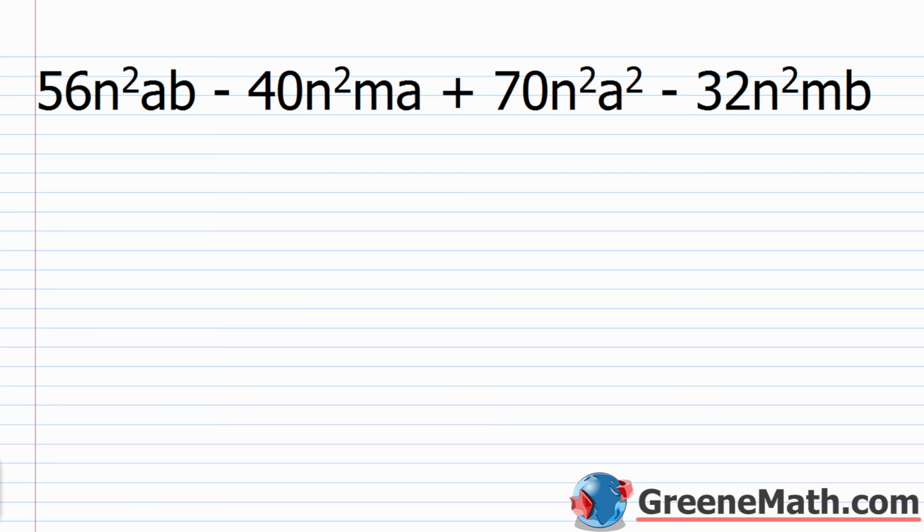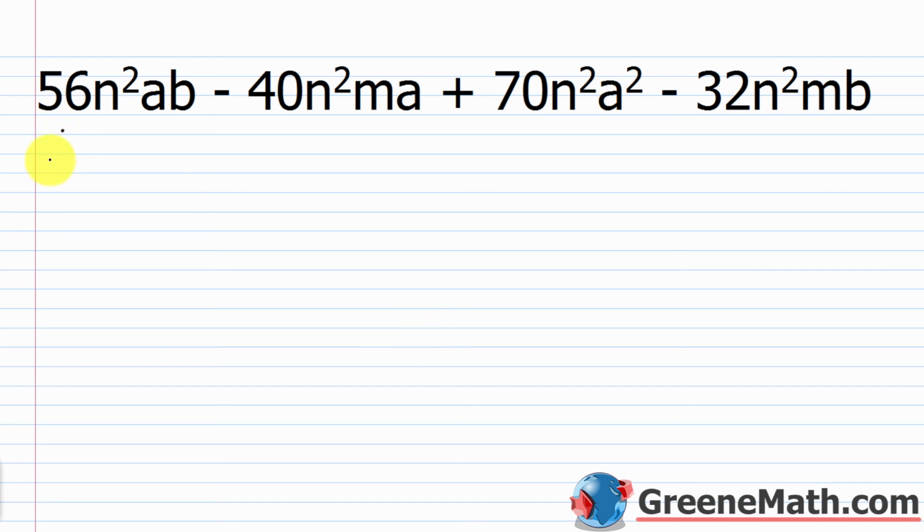So let's just look at one more, and we're just going to wrap this lesson up. So we have 56n squared ab minus 40n squared ma plus 70n squared a squared minus 32n squared mb. So let's see if we can pull anything out.